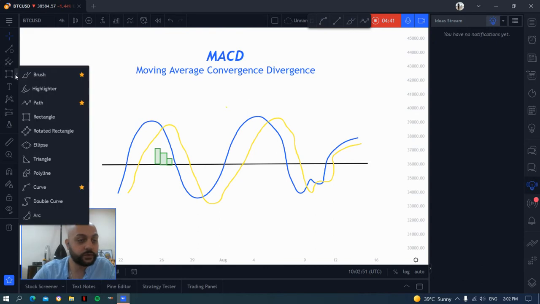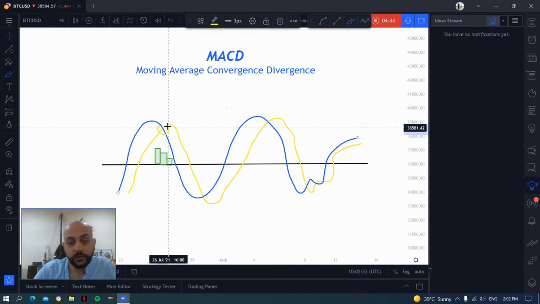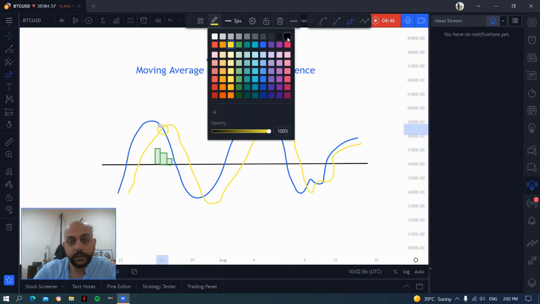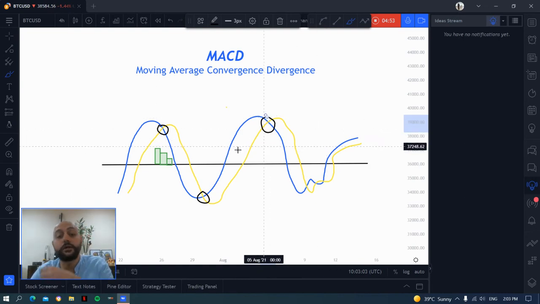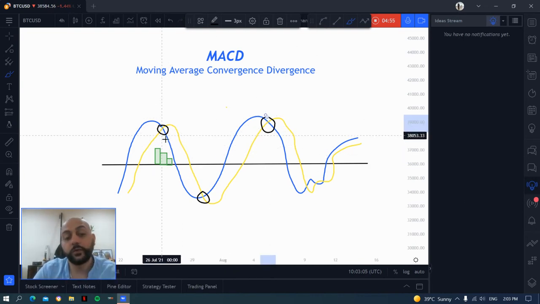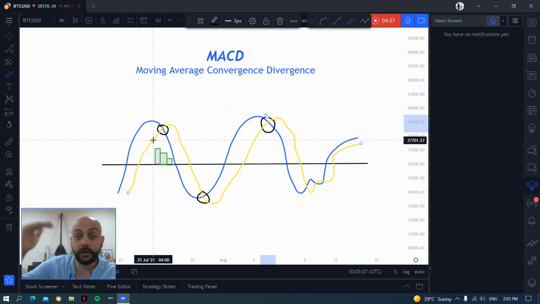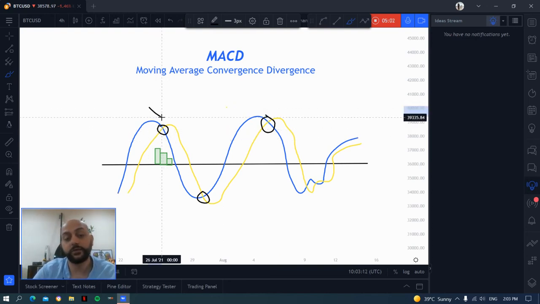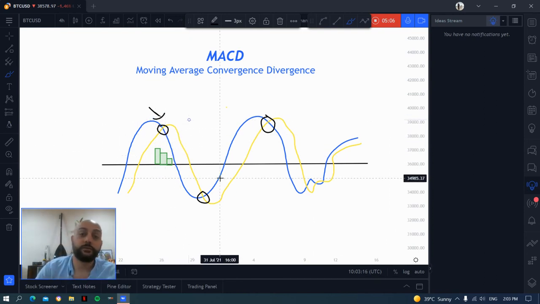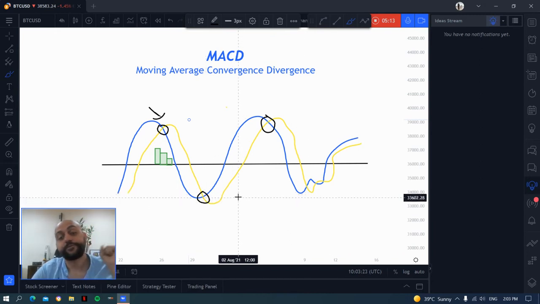So for instance, let me show you here. This point here, this point here, and so on. So, when the signal line crosses above the MACD line, like you see here, it's basically a sell signal. So we sell here. This is where we sell, and the price drops down. We make our profit. We cash in. Then we see that another crossover happened, and the MACD line is above the signal line.